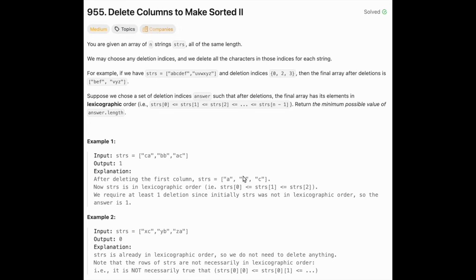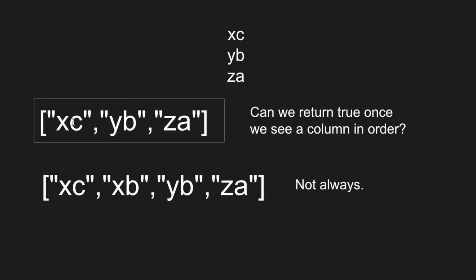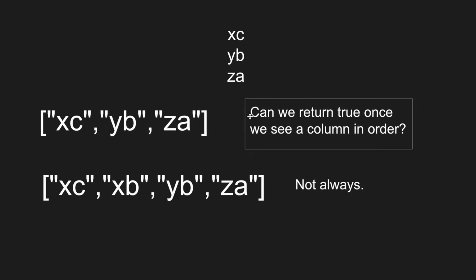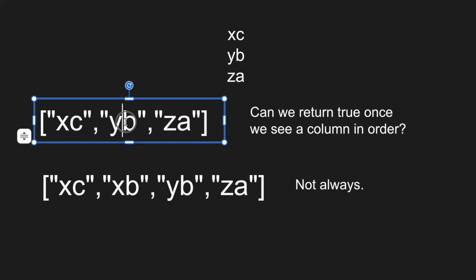Now that we have seen some examples, let's get to how we can solve this problem. For this problem, we can approach the inputs as rows and columns. So this would be a row and this would be a column. Now you may think that once we see a column that is in order, then we can return true. For example, right here, X, Y, and Z, that's in order. So you may think that we don't need to delete anything else afterwards because it wouldn't matter since these have the priority, but that's not always the case.